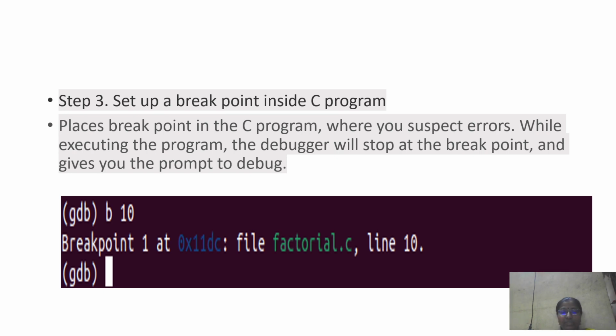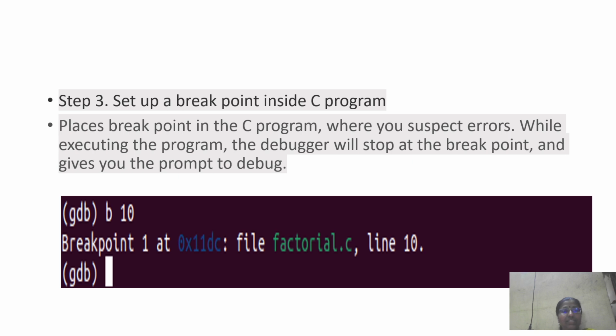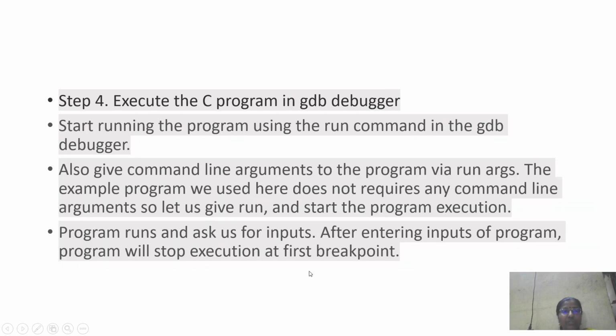So the GDB session is already started. The next step in your Linux is giving this breakpoint. You have to give the command b line number. So breakpoint 1 at line number 10 in the program factorial.c. So now you have given the breakpoint.